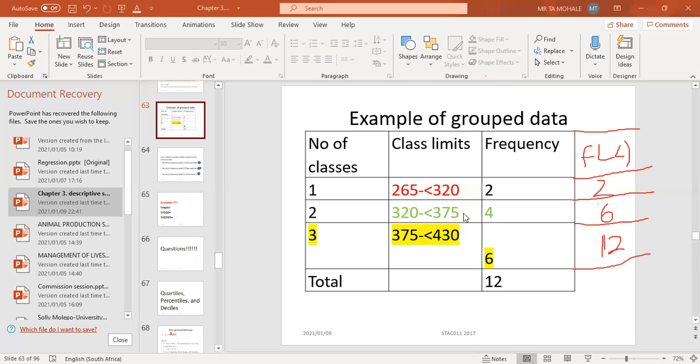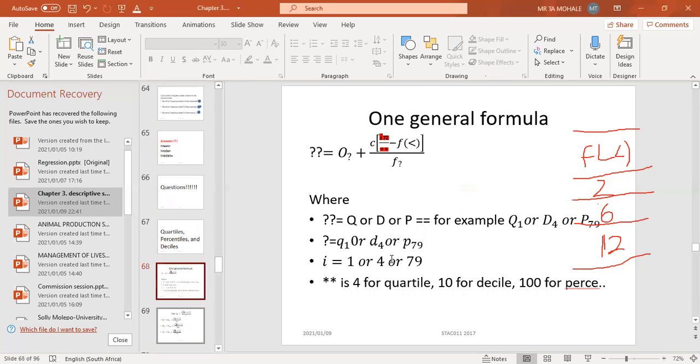So meaning that the Q1 is here in class number 2, class interval number 2. Okay, give me the formula. Let's go back to this one. What will be the formula for calculating Q1? Let's start here. What are we going to write here?